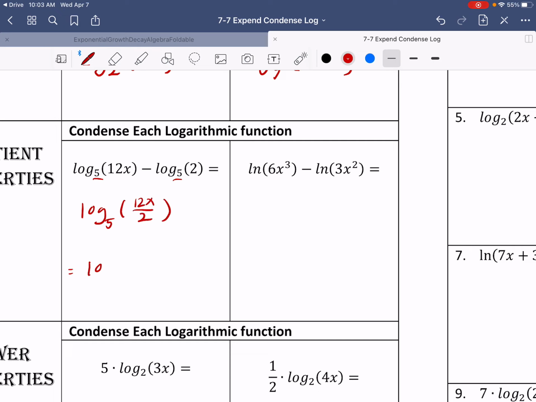And this one will become log base 5. 12x divided by 2 is 6. Like that, okay? Same thing here. It's going to be what? Natural log, by the way, natural log is like log base e, right? So they have a same base, which is e. So subtract, which means you're gonna divide.